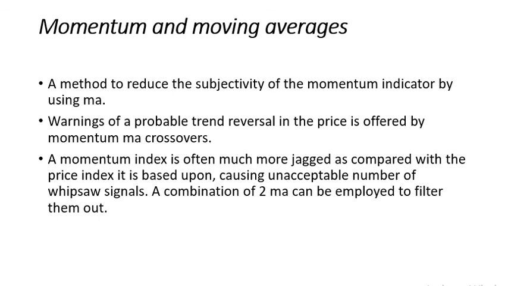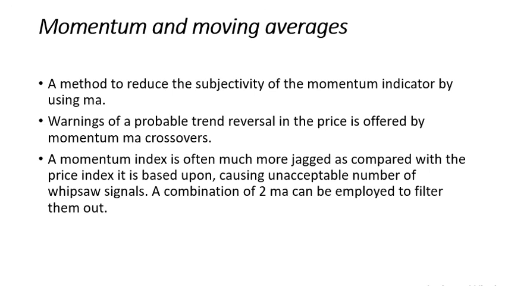So when an oscillator crosses over its moving average, signs of warnings of probable trend reversal are depicted. And if a momentum index is much more jagged as compared with the price index it is based upon, causing an unacceptable number of whipsaw signals, a combination of two moving averages can be employed to filter them out.